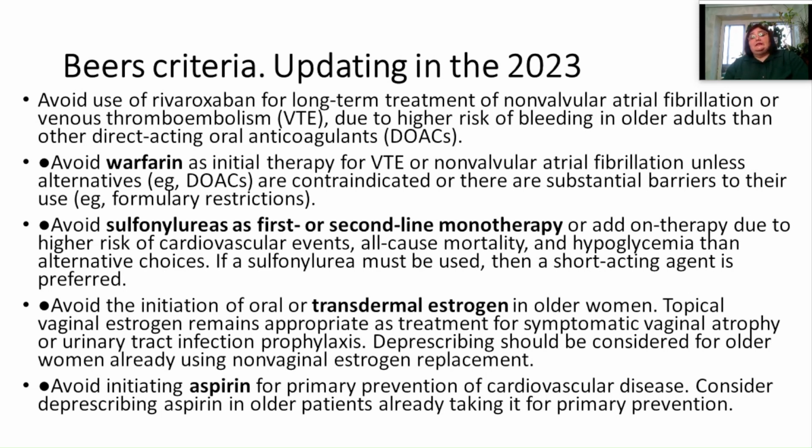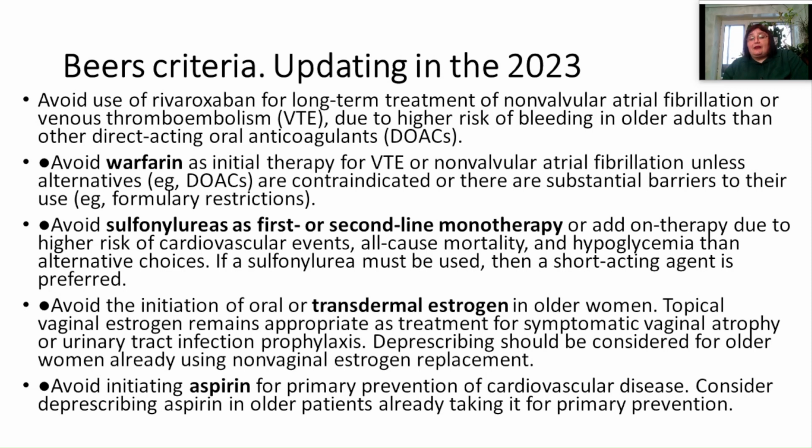Avoid sulfonylureas as first- or second-line monotherapy or add-on therapy due to higher risk of cardiovascular events, all-cause mortality, and hypoglycemia than alternative choices. If a sulfonylurea must be used, then a short-acting agent is preferred. Avoid the initiation of oral or transdermal estrogen in older women. Topical vaginal estrogen remains appropriate as treatment for symptomatic vaginal atrophy or urinary tract infection prophylaxis.